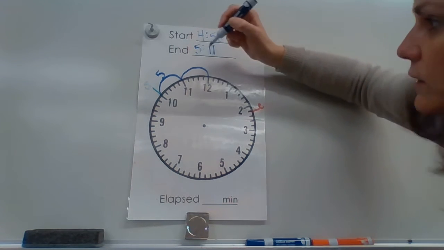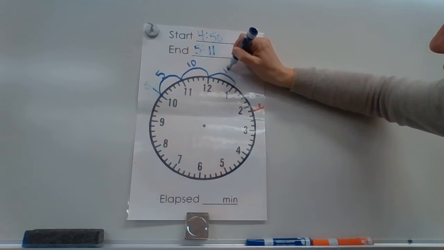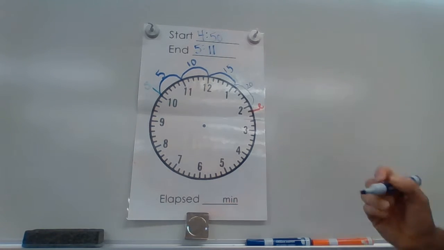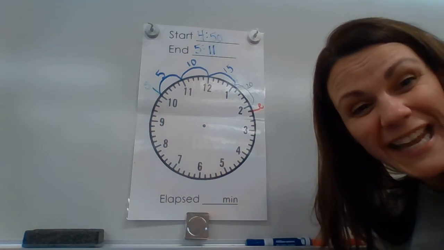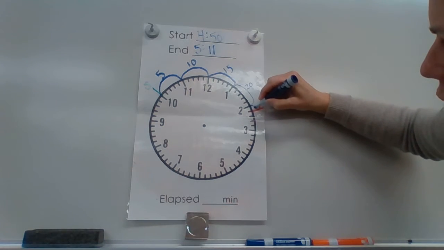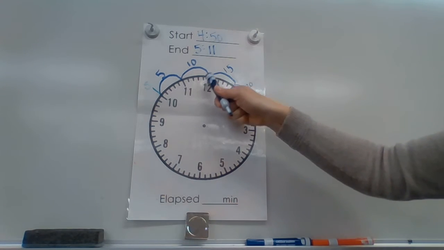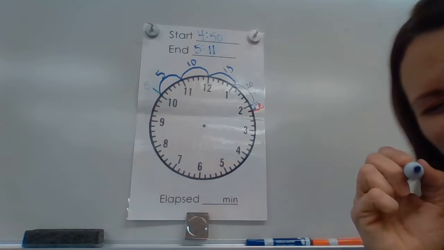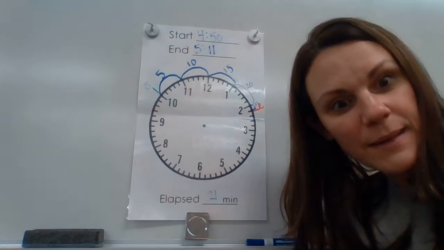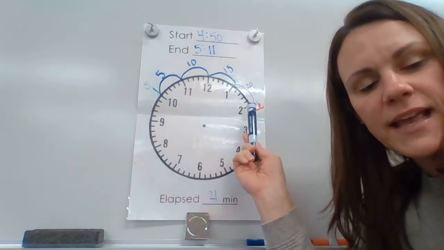10. Oh, this is much easier than before. 15, 20. Now, can we go another 5? No, we can't, because it's just one little tick mark, one little tiptoe. We're going to go 21. So we went 5, 10, 15, 20, 21. So that's 21 minutes of elapsed time. 21 minutes between the start of the activity and the end of the activity.